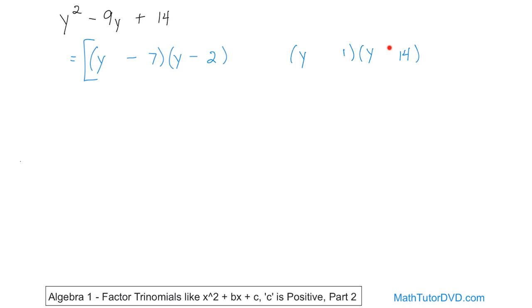Do I need a positive or a negative here? Well, the problem is, yes, y times y does give me y squared. 1 times 14 does give me 14. But the interior term here is y, and the interior term here multiplied is 14y. If I add them together, I get 15y. If I subtract them, I get 13y. There's no way to get a 9 out of that.